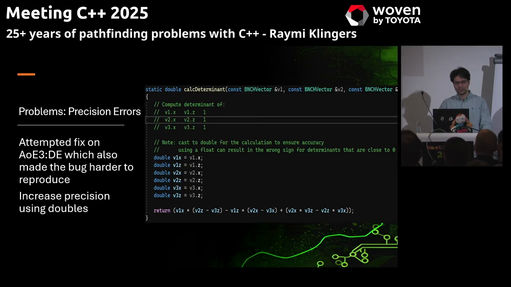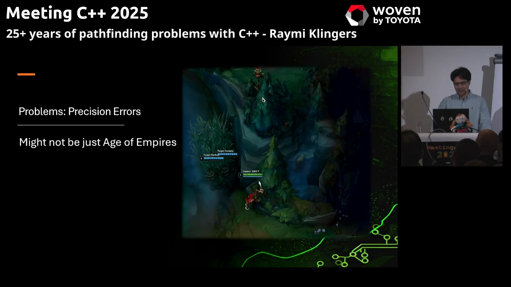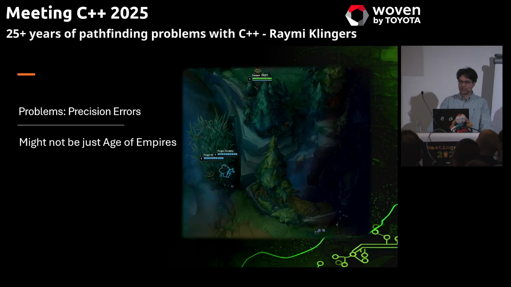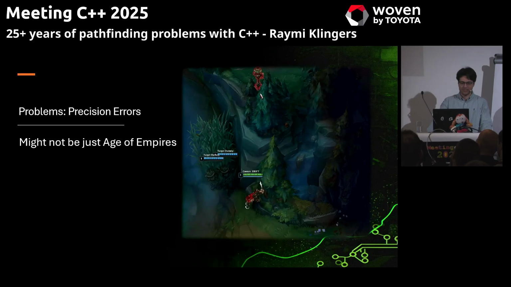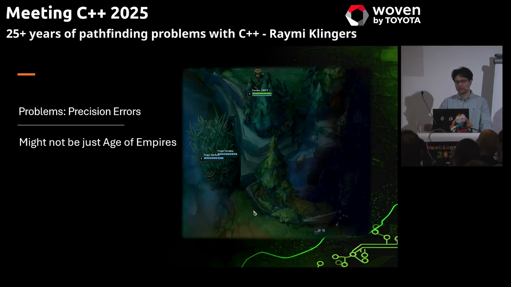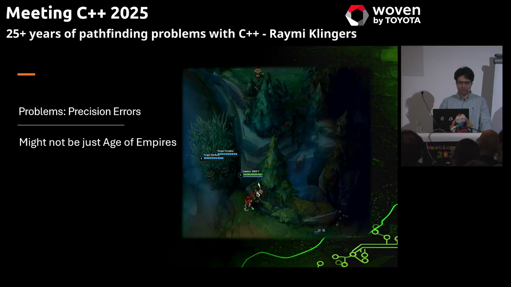This again did not fix the issue, but just made it harder to reproduce, which is still an improvement because now the players suffer less. So yeah. Now, I know another game that also has a community that complains about pathfinding issues. And, well, you sometimes also walk through walls in this game. So it might not just be Age of Empires that is having this problem.